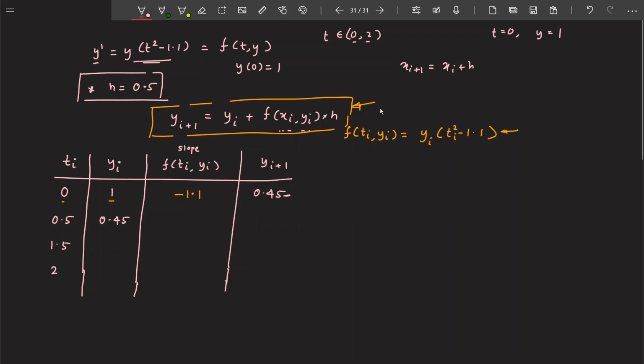I hope everybody is clear. So now what you're going to do, you're going to substitute this value and this value in this equation, and again you're going to find out the value. If you calculate the value, it comes out to be this.